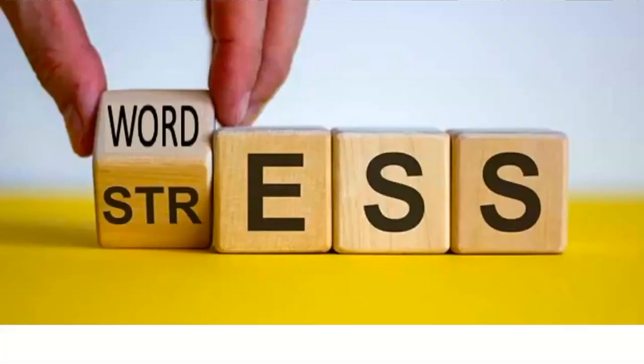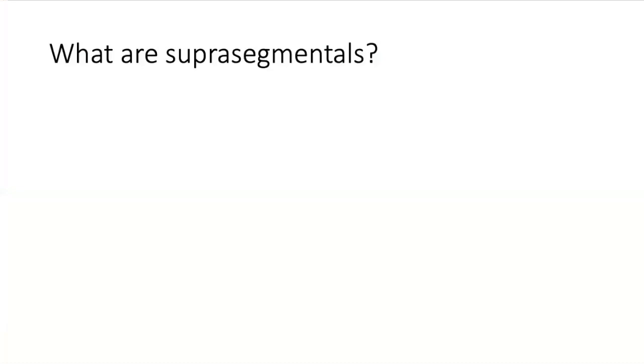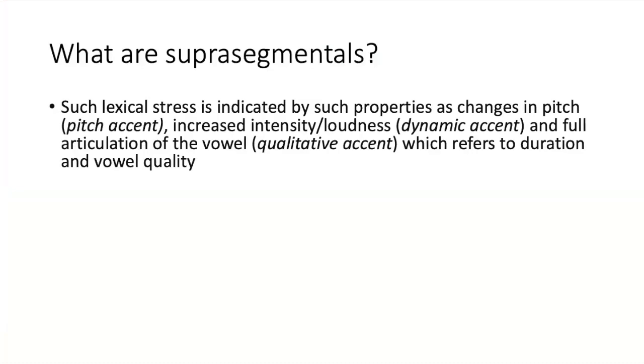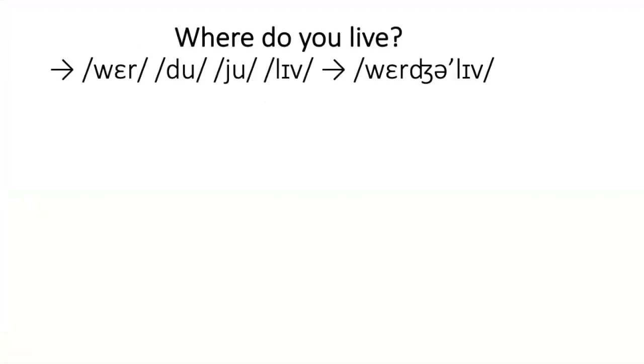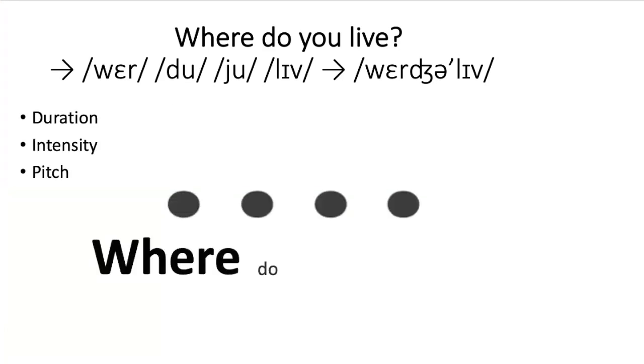So when we're looking at word stress, what do we mean? What are suprasegmentals, in fact? Well, lexical stress is indicated by properties such as the pitch, called the pitch accent, the intensity and loudness, called the dynamic accent, and the full articulation of the vowel, which relates to the qualitative accent, or also the vowel quality. So if we look at this question above, where do you live? We think about the duration, the intensity, and the pitch. So we can say, where do you live?